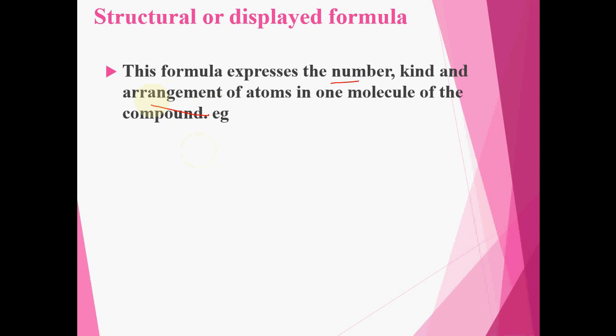So how are these atoms arranged? For example, if you observe here, this is a displayed or structural formula, because it is clearly telling us how the atoms are bonded and how many there are. So this gives us an example of a displayed or structural formula, because it is showing us that.